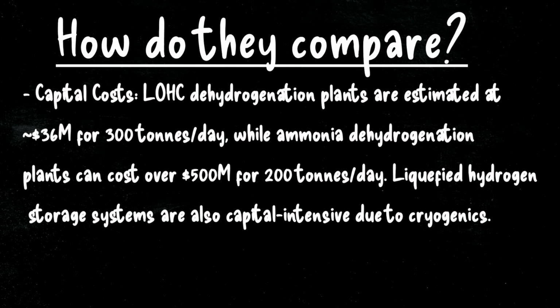First of all, let's look at the capital costs. LOHC dehydrogenation plants are estimated at about $36 million for 300 tons per day, while ammonia dehydrogenation plants can cost over $500 million for 200 tons per day. Next, energy intensity. Ammonia and methanol synthesis and cracking require more electrical and thermal energy compared to LOHC hydrogenation and dehydrogenation. LOHC hydrogenation is exothermic and releases useful heat, while dehydrogenation is endothermic and needs external heat input.